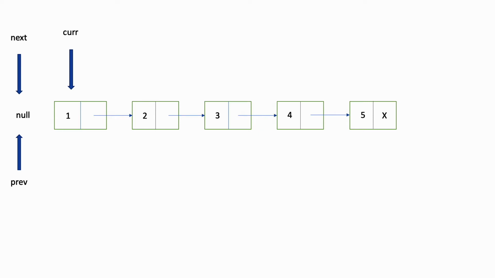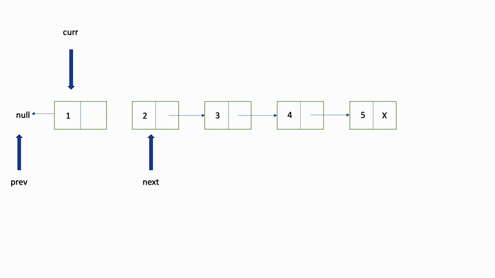Okay, so how do we do it? First, we'll store the current.next into the next pointer that we have. Then the next step would be to move the current.next pointer and point it to previous. So previous now is null, so current.next becomes null.